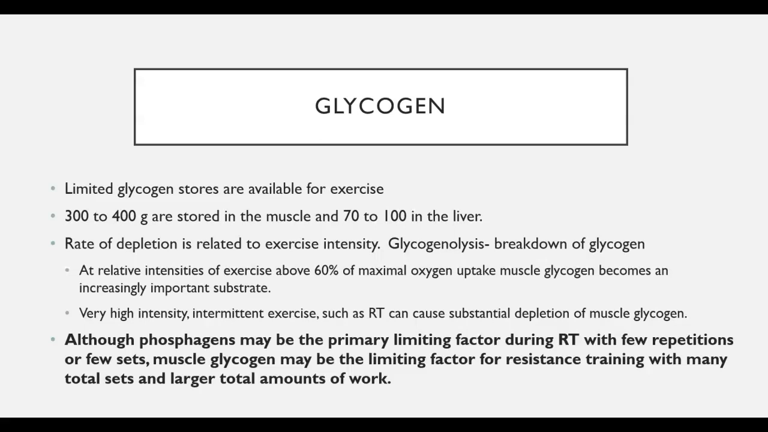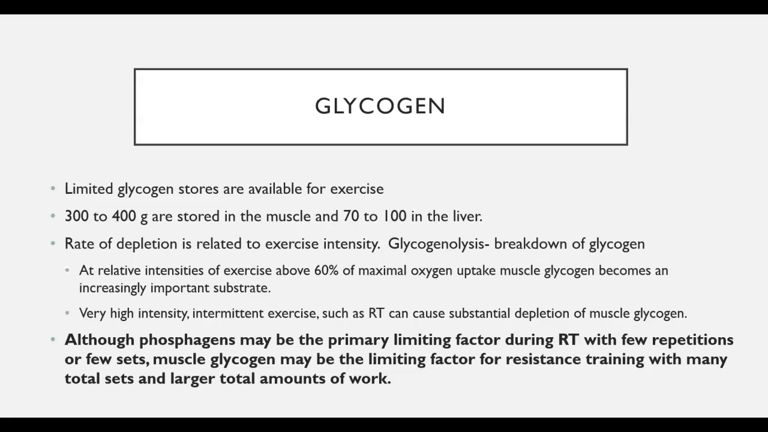If we want to break down glycogen, that's a catabolic reaction called, and I'm not going to quiz you on this either, glycogenolysis. That's when we break down glycogen to become glucose. Glucose is just blood sugar. At relative intensities of exercise above 60% of maximal oxygen uptake, muscle glycogen becomes an increasingly important substrate.